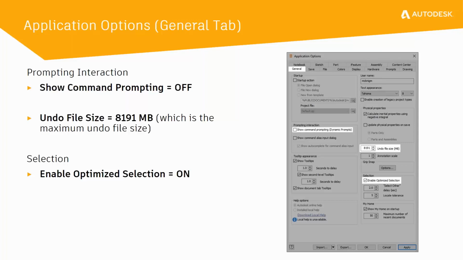The other option that we're changing here is the Enable Optimized Selection. We're making sure that that is checked. This is going to improve your graphics performance when it comes to pre-highlighting in a large assembly.